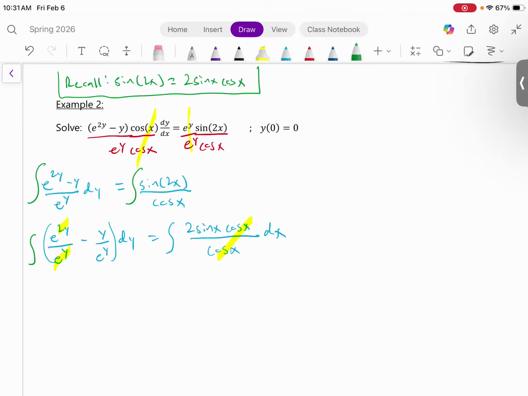Okay, so what I'm left with now is the integral of e to the y minus, and I'm going to bring up that e to the y up to the top. So it'd be y e to the negative y dy equals the integral of 2 sine x dx.